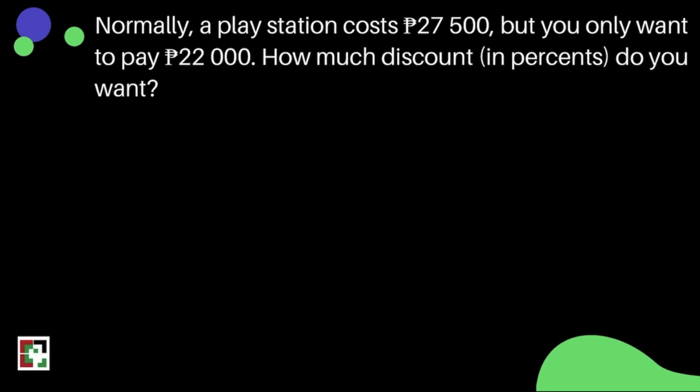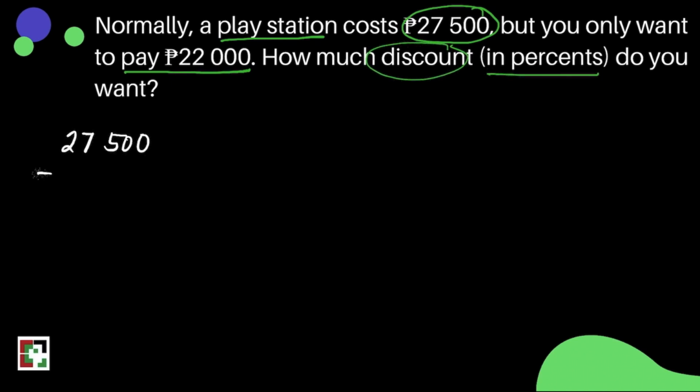We have another question. Normally, a PlayStation costs 27,500 pesos, but you only want to pay 22,000 pesos. How much discount in percent do you want? We have given the PlayStation which is 27,500 and we're looking for the rate of discount because we only wanted to pay 22,000. We have to find first how much discount we want. That's 5,500. We just subtract 22,000 and 27,500.